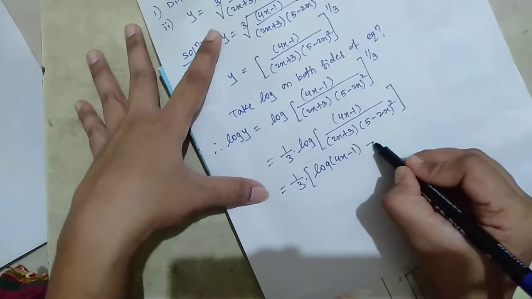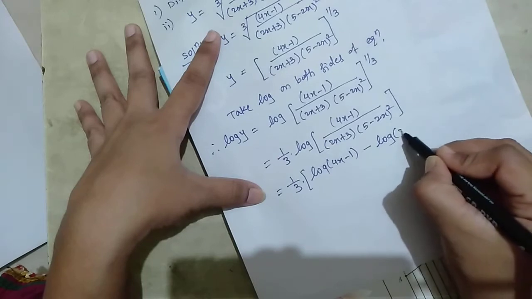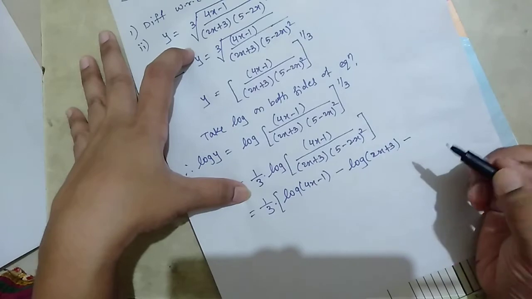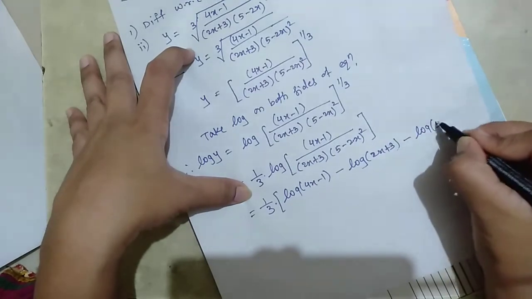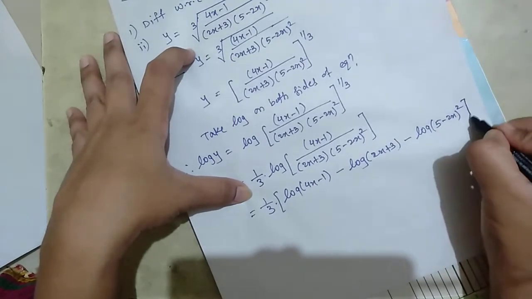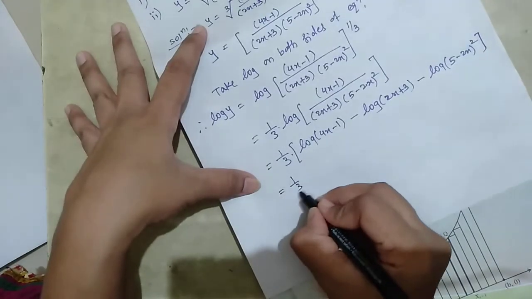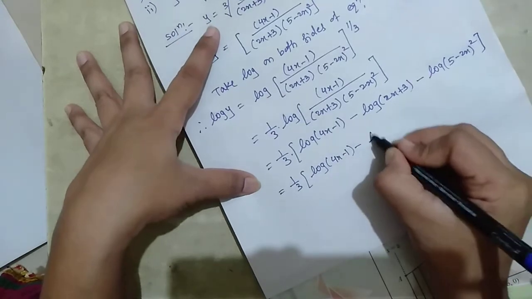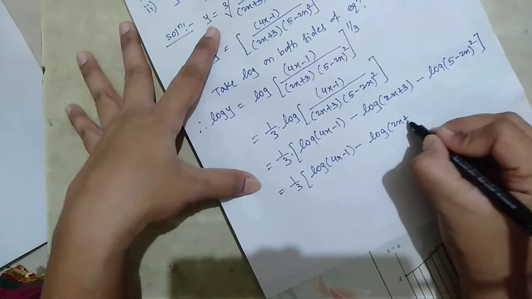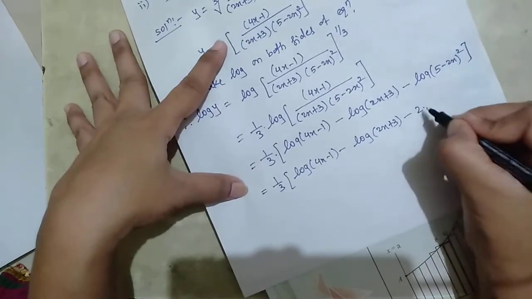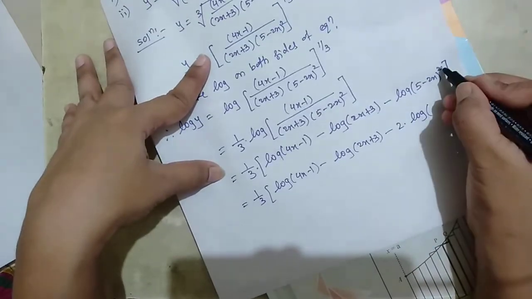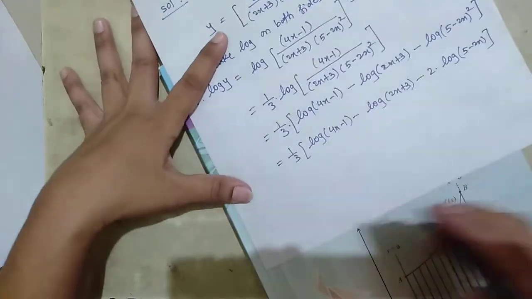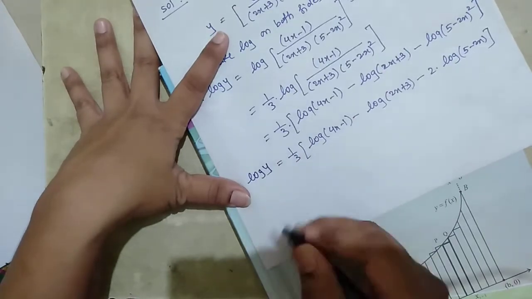As it is in the denominator, minus log of 2x plus 3. Again, this is in the denominator, so we will use the sign minus log of (5 minus 2x) whole square. So it is equal to 1 by 3 log of (4x minus 1) minus log of (2x plus 3) minus 2 into log of (5 minus 2x), by the law of exponent. So this is your y, this is your value for log of y.